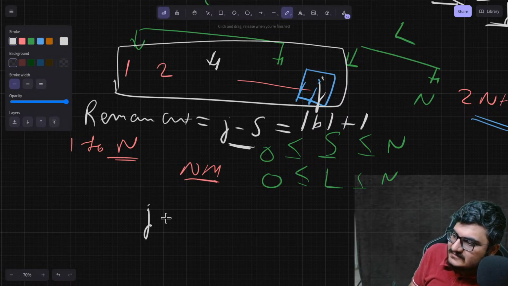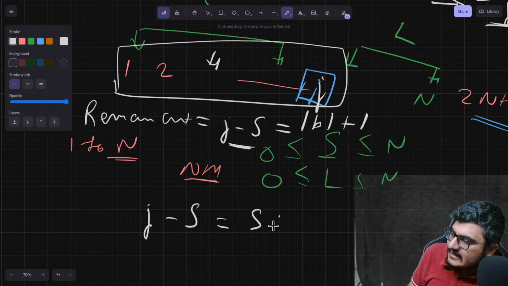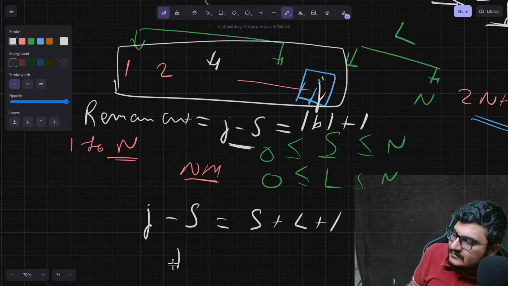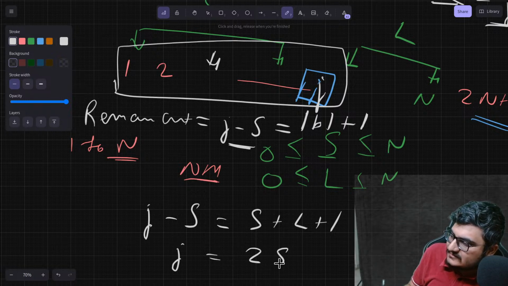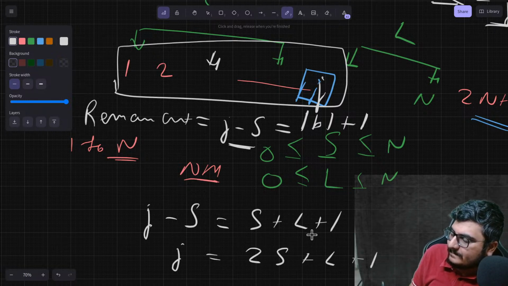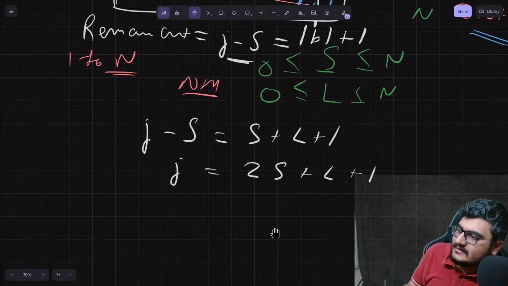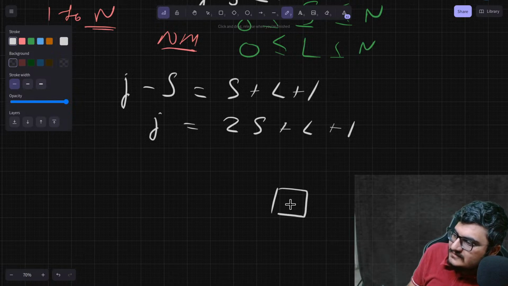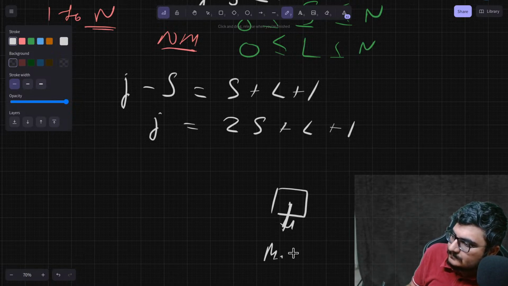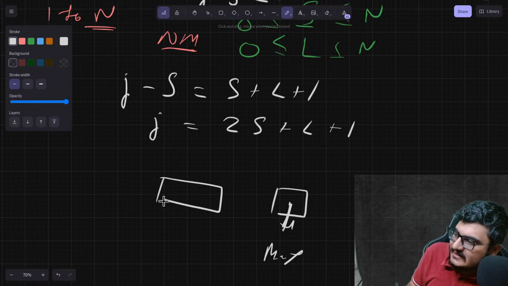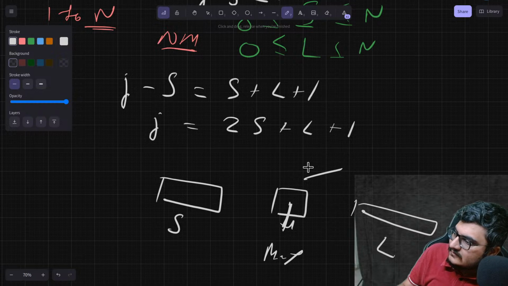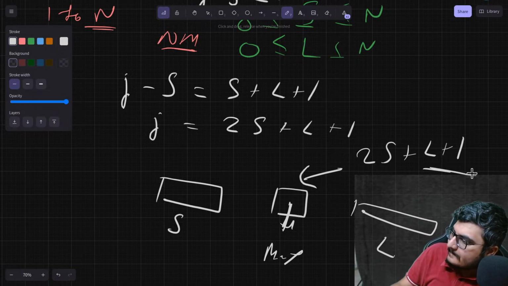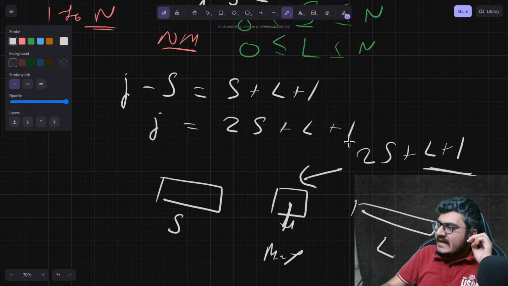So the idea is if we write j minus s equal to s plus l plus 1, then j comes out to be 2 times s plus l plus 1. What this essentially says is, if you fix the number that should be the given max, and in your set there are s numbers less than that and l numbers larger than that, then this value would be equal to 2s plus l plus 1. Any questions so far?